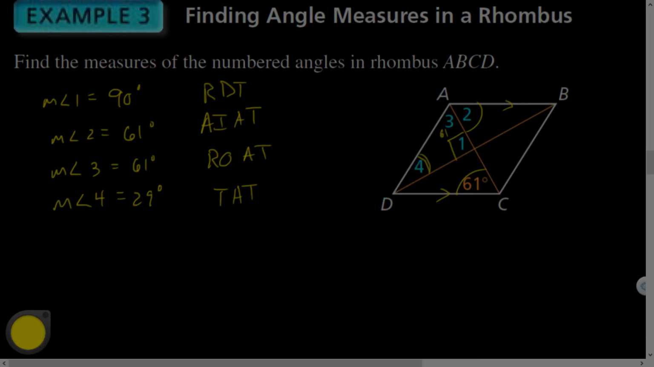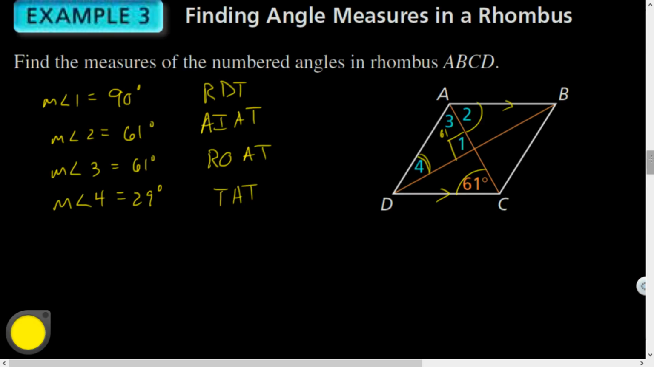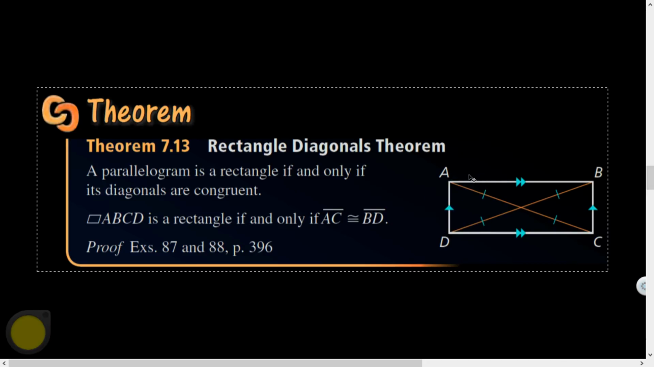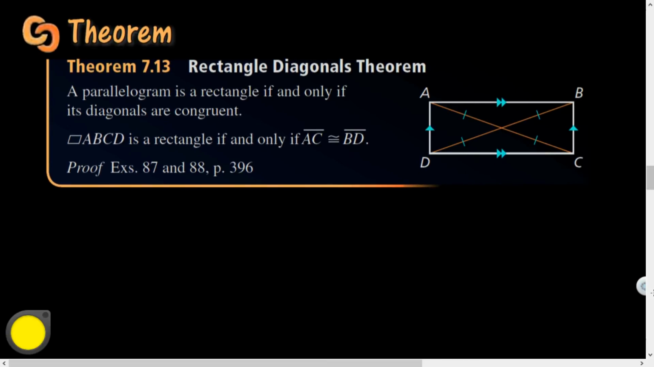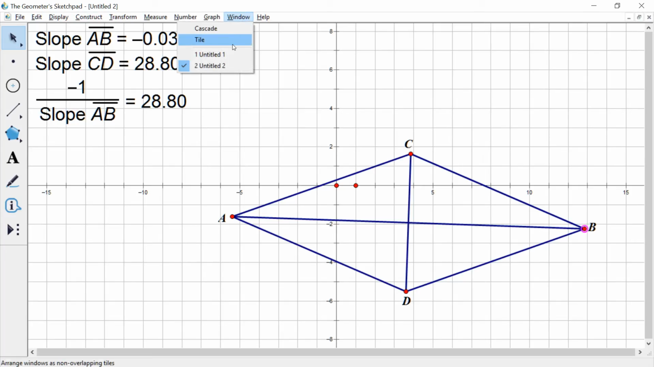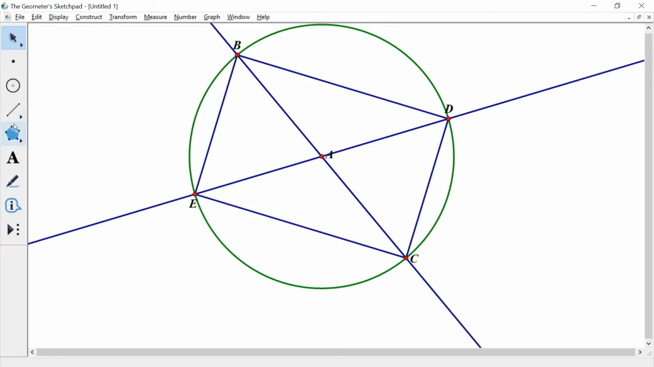Wow, guys, another theorem. What a special day. Like special parallelograms, we got properties of these things, we got theorems about them. The rectangle diagonals theorem. A parallelogram is a rectangle if and only if, bless you, its diagonals are congruent. Now, I already know that all parallelograms have diagonals that bisect each other. But here we're saying, let's see, did I still have that other window open? Let me redraw this.